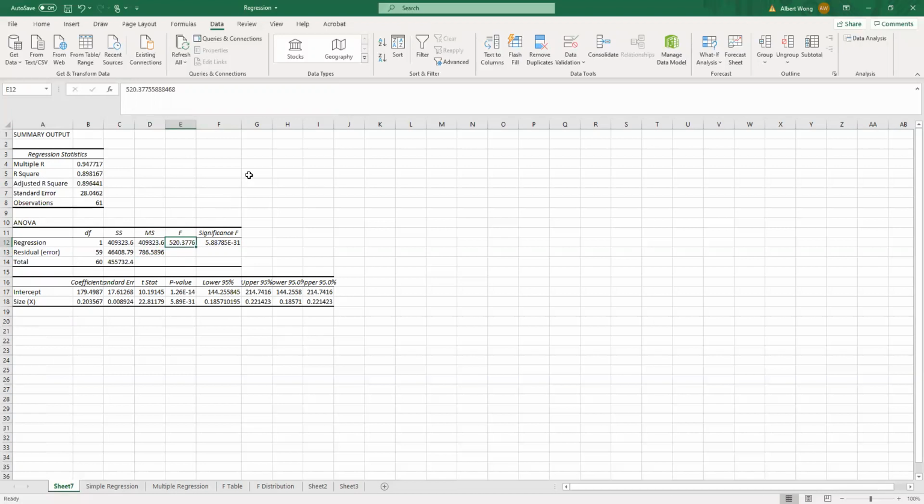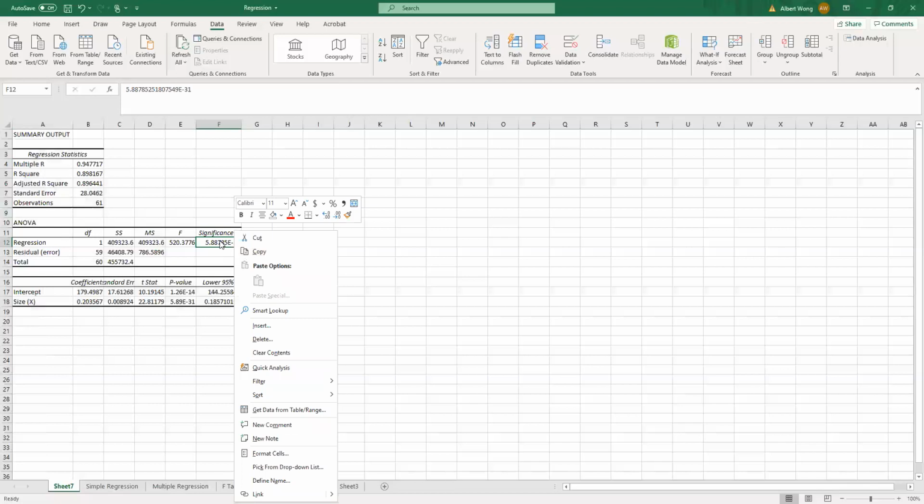Excel also gives you the p-value, except Excel wouldn't call it a p-value, it calls it Significance F. Significance F is the p-value that corresponds to the F statistic. Now, you look at this number, 5.88785 E minus 31. Whenever you see an E in the number, that means this is scientific notation. So you want to convert it into ordinary notation. This is a very small number, by the way. So how do you do that?